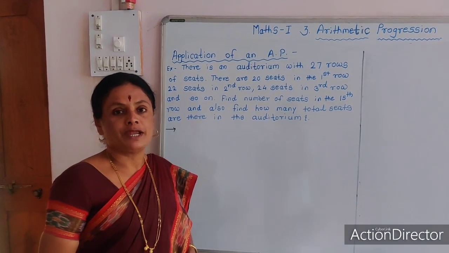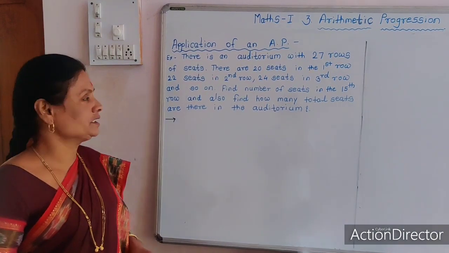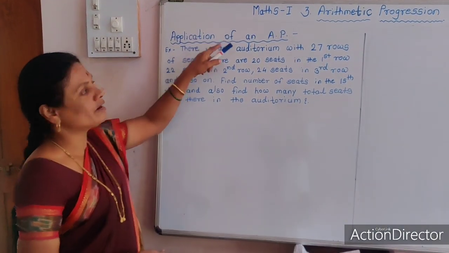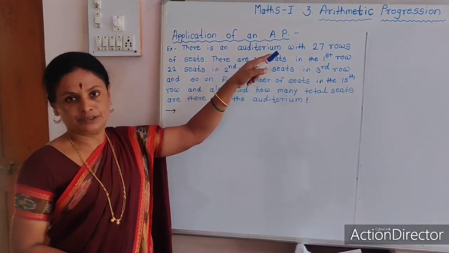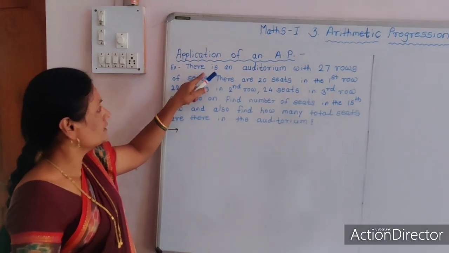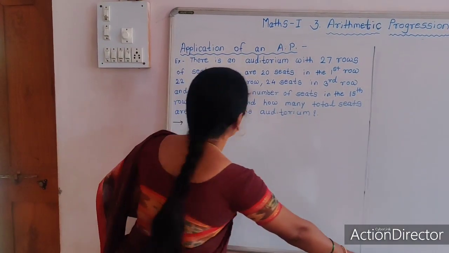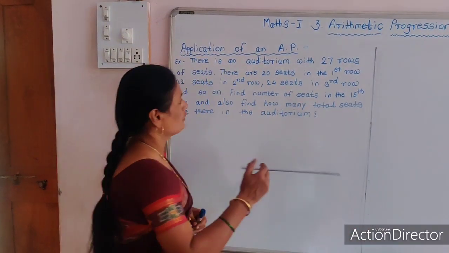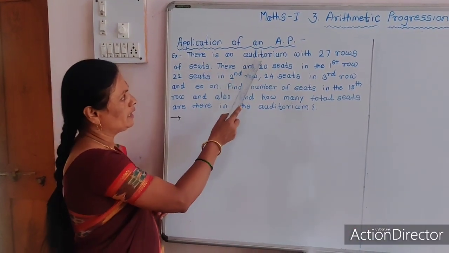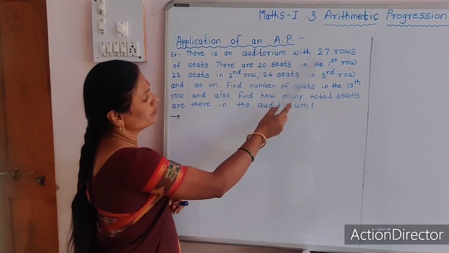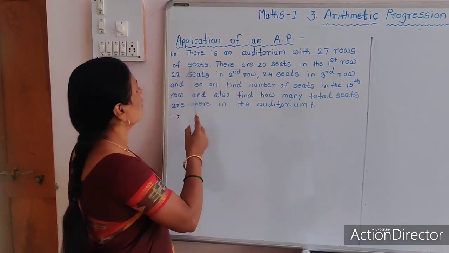Now the next point in arithmetic progression is the application of an arithmetic progression. We solve one example in this point. The example is that there is an auditorium with 27 rows of seats.